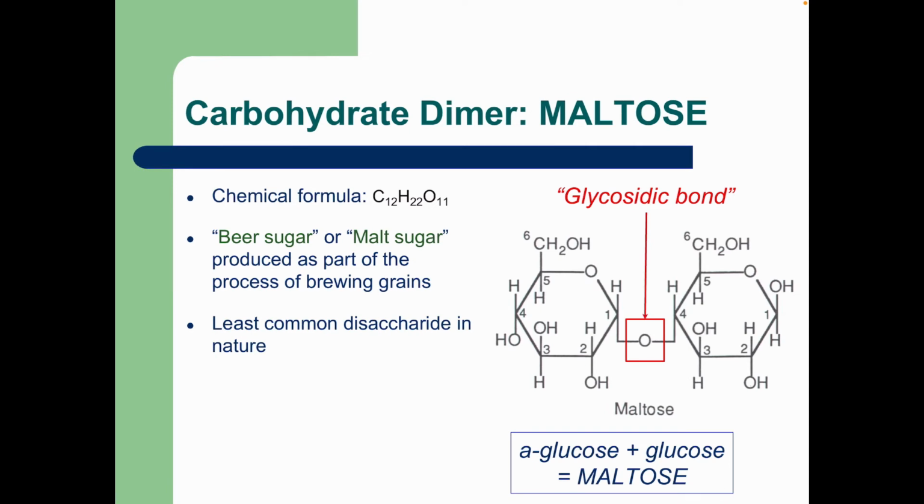Now moving on to our next dimer, we have maltose. Maltose is C12H22O11, again formed by a glycosidic bond. Maltose is actually two glucoses. It's alpha glucose and glucose, which forms maltose. Maltose is the beer sugar and malt sugar, and is produced as part of the process of brewing grains. So this is involved in brewing beers and grains and stuff like that. And maltose is the least common disaccharide in nature.